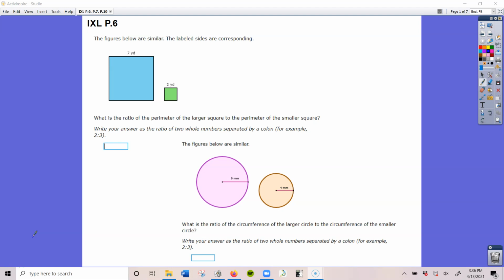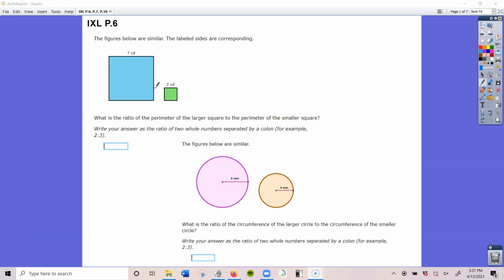We're going to start off with P6. Instead of working directly with IXL, since for some of these I'll need to write down, I just copied some of the questions of each type of level so that we can practice. Now, IXL P6 is pretty straightforward.